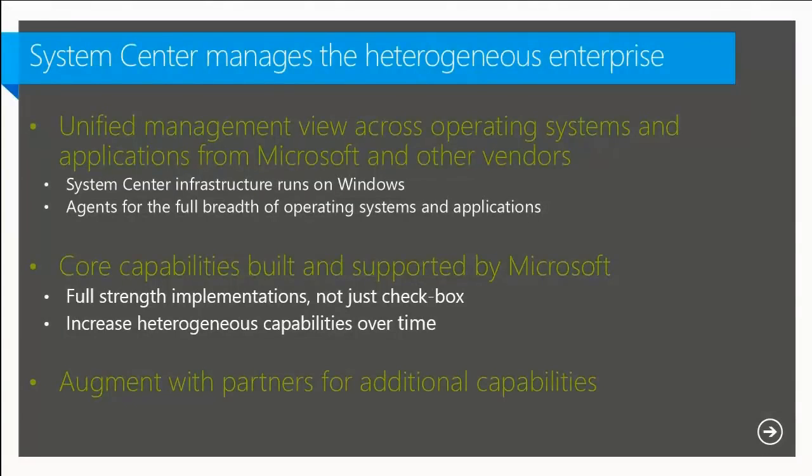We will support core capabilities. We want to go after the core scenarios, and we will build the core capabilities. And we're talking about full-strength implementation. We're not looking at just being a checkbox. We do realize and are committed to delivering heterogeneous management. And we've started down this path, and we will continue to improve as we go along the way. Now, there will be some areas that may not be considered core, and we will work with partners to augment our capabilities in these areas. So again, we're focused on the core, and we'll bring in partners to work on other areas.